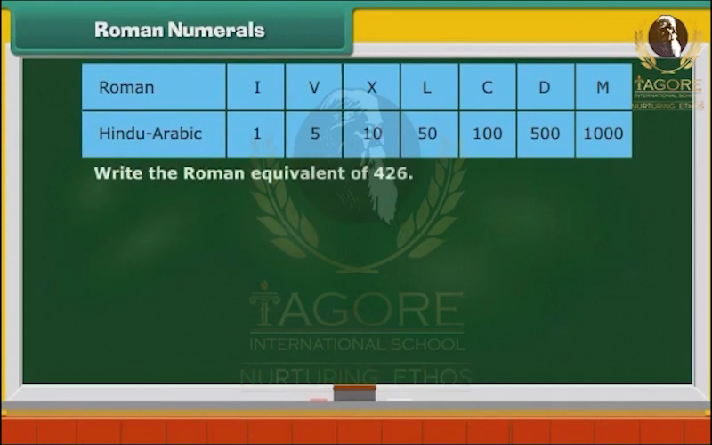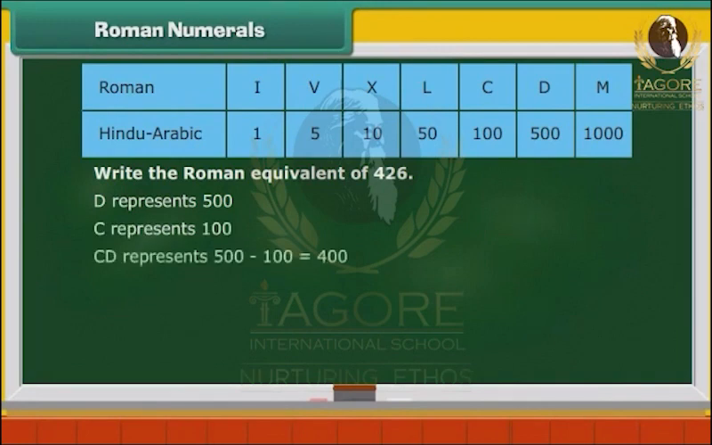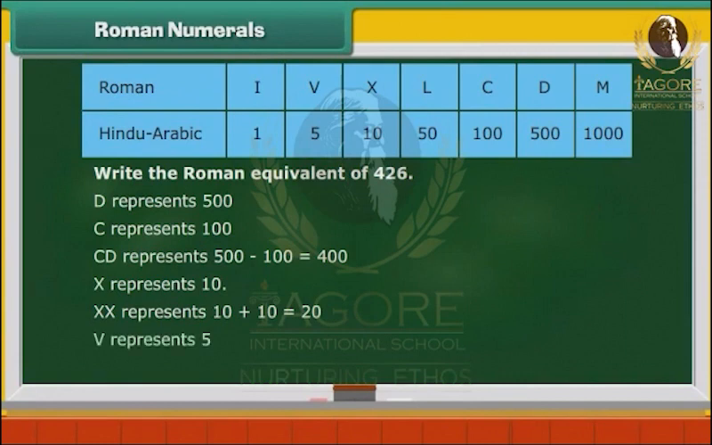Write the Roman equivalent of 426. D represents 500. C represents 100. CD represents 500 minus 100, that is equal to 400. X represents 10. XX represents 10 plus 10, that is equal to 20. V represents 5. VI represents 5 plus 1, which is equal to 6. Therefore, 426 is equal to CD XX VI.